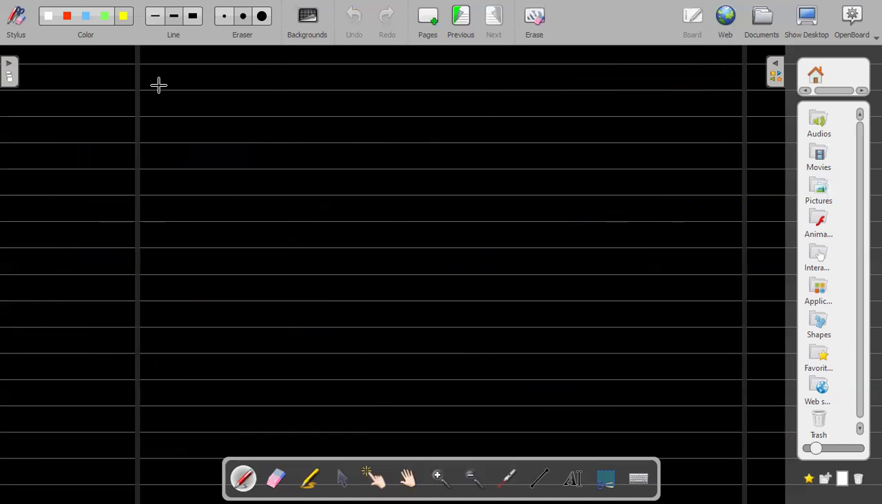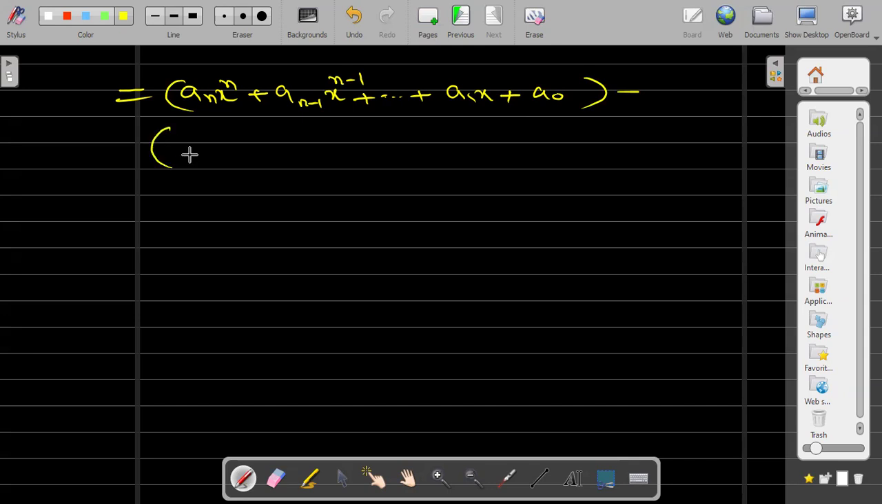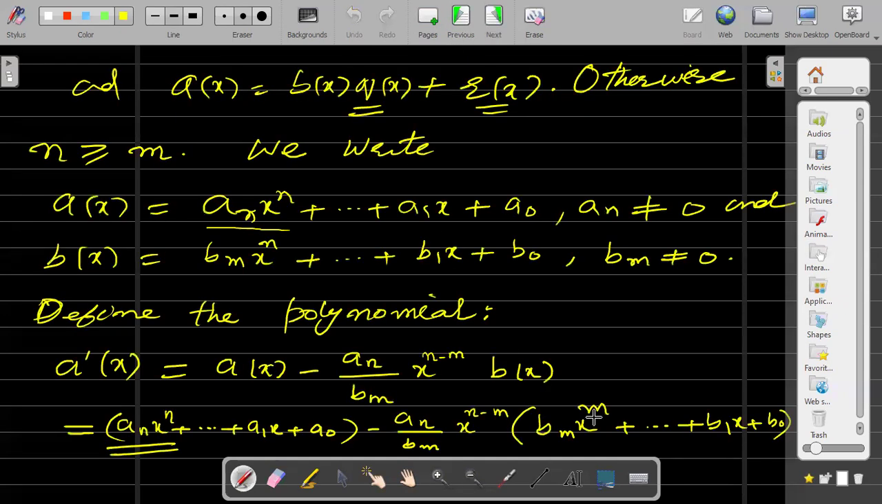तो इसको हम फर्दर लिख सकते हैं. This is equal to a_n x power n. Let's write the second term also here. a_{n-1} x power n minus 1 plus ... a_1 x plus a_0, then minus, you can check the first term will be a_n x power n there. Now what's the second term? Now here the second term is x power m minus 1 times x power n minus m. So this will be x power n minus 1, with a_n by b_m times b_{m-1}.